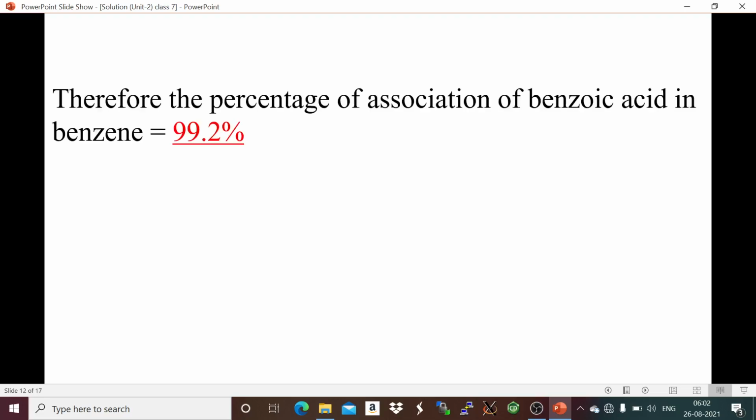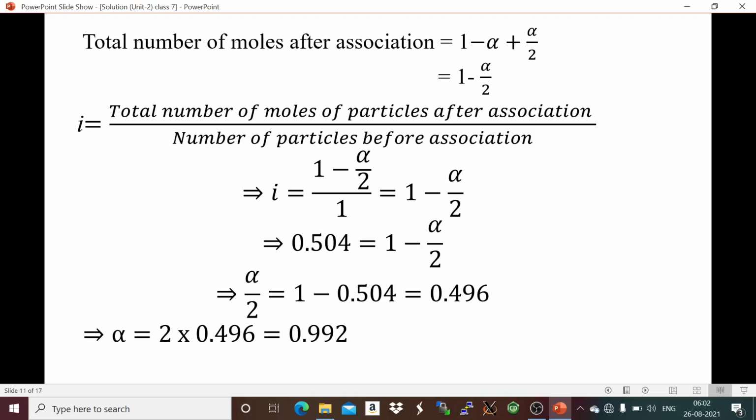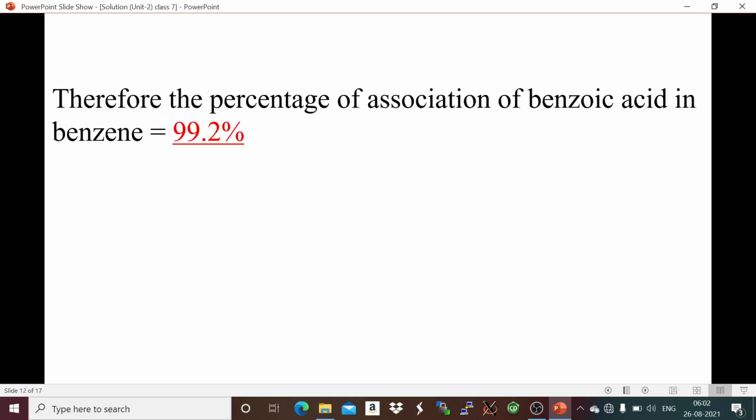So the percentage of association is, as the value of alpha you can see is 0.992, so the degree of association, or percentage of association, is 99.2%.